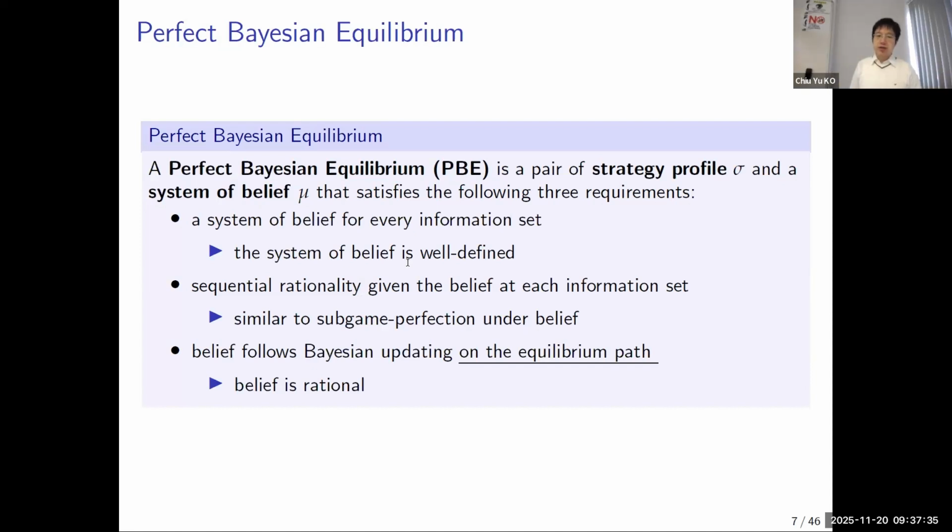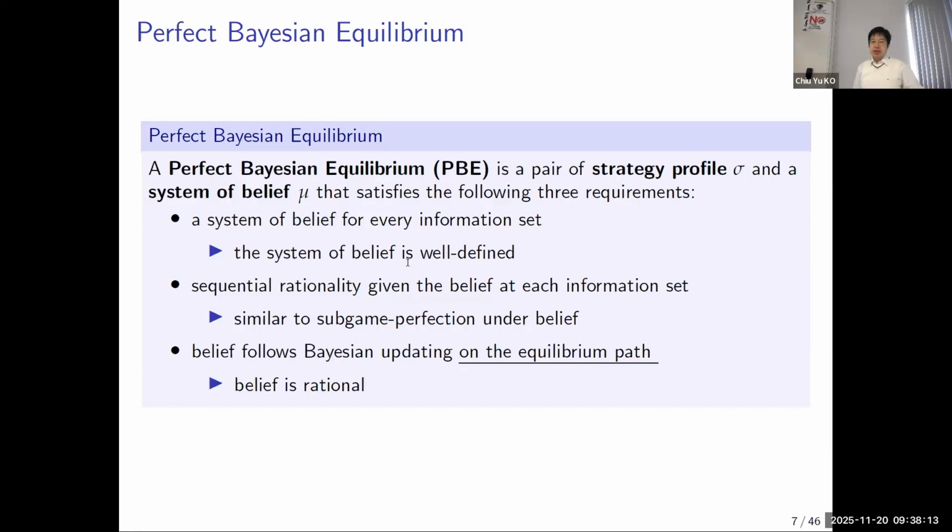The second requirement is more or less trivial in terms of understanding, because given your belief, you are optimizing at every information set. It's nothing but what we know: there's no other strategy that can do better. Of course, you see the word perfect, so it means sequential rationality. In each subgame you have to be optimizing, but a subgame cannot cut through the information set. So in each subgame you have this idea.